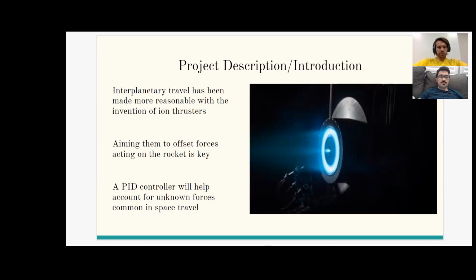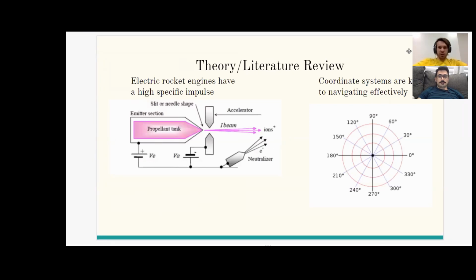And so our project is implementing a PID controller that will help account for those unknown forces that are common in space travel. This all starts with the electric ion engine, where we propel our heavy metal ions out through the back. There's a cathode and an anode, and there's a very strong charge between them, and this accelerates it. And as you have that momentum going out the back, the rocket reacts by having a forward momentum.